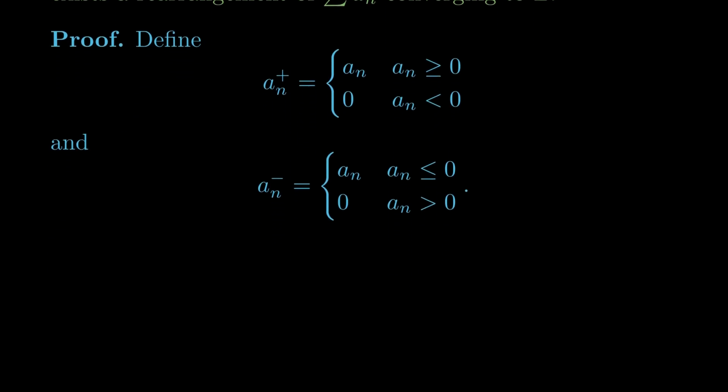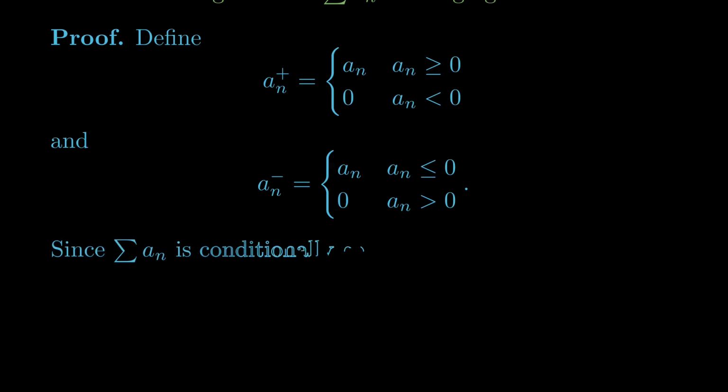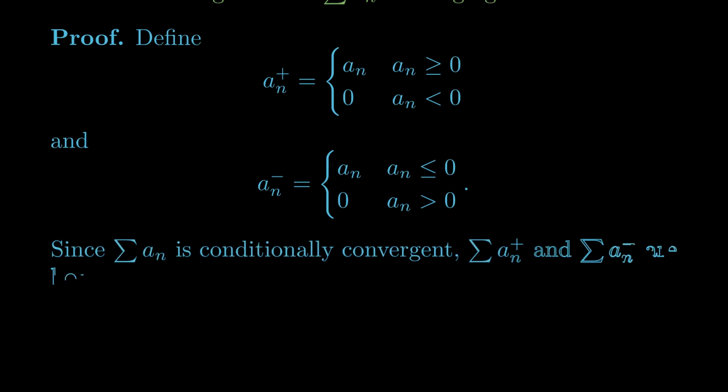Since the series a_n is conditionally convergent, the series a_n plus and the series a_n minus are both divergent. This statement might warrant some additional justification, so I'd encourage you to think about how you might prove this is true. The general idea for making a rearrangement that converges to L is to take positive terms from our series until we first exceed L, and then take negative terms from our series until we first become less than L, and then take positive terms from the series again until we exceed L, honing in on that value.